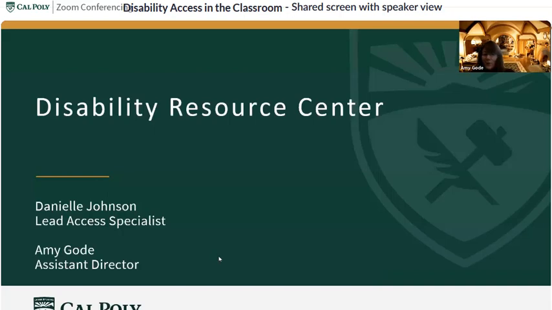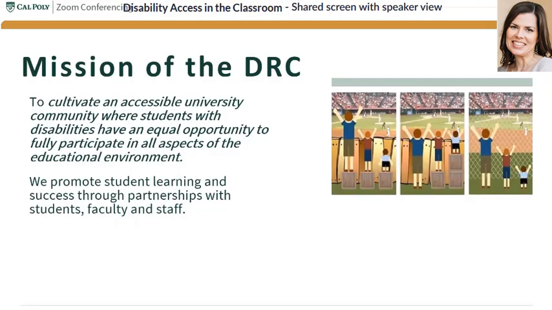All right, cool. So hi, everyone. Like Amy said, my name is Danielle. I'm sure I've interacted with at least some of you via email or on the phone or in meetings. So basically our mission is to create access on campus. Our actual mission statement, as it's listed here, is to cultivate an accessible university community where students with disabilities have an equal opportunity to fully participate in all aspects of the educational environment.